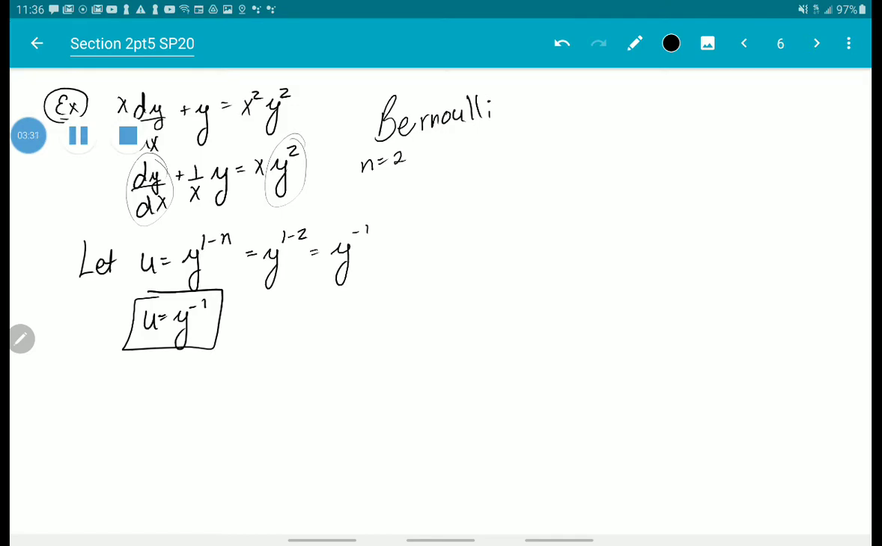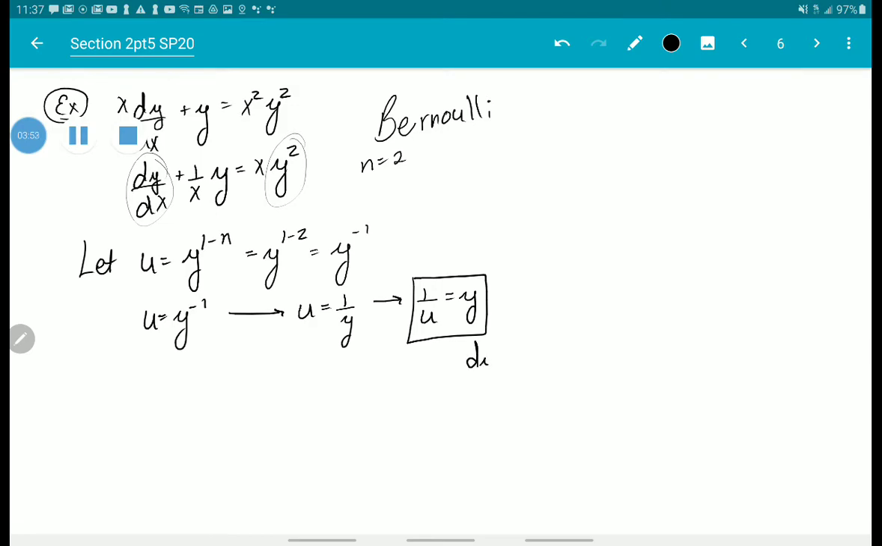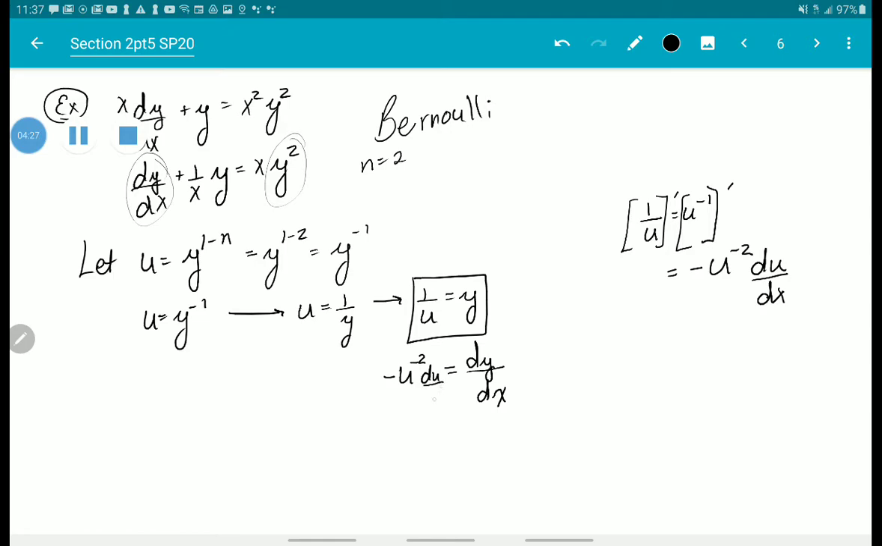So let's do some algebraic manipulations here. We have u = 1/y, which means that 1/u = y. So there's the substitution we need for y. And then if we were to take the derivative of that with respect to x, remember 1/u is the same thing as u to the negative 1. When we take the derivative, we're going to have negative u to the negative 2. And we want to show we took the derivative of u with respect to x. So there's our substitution.